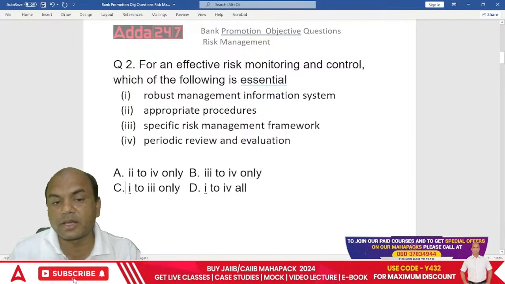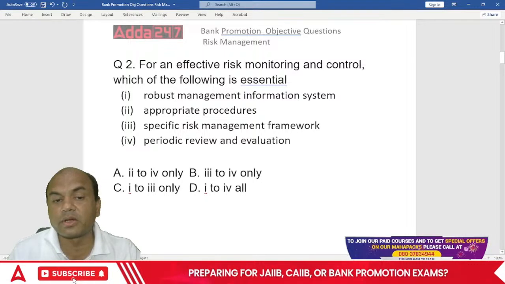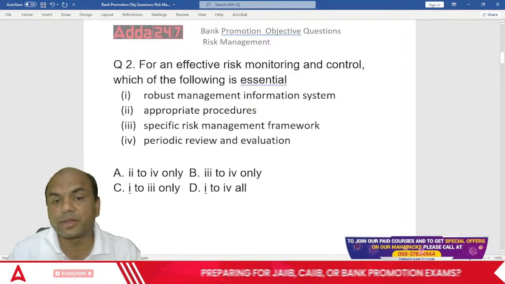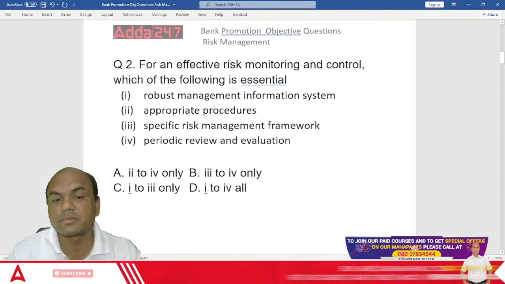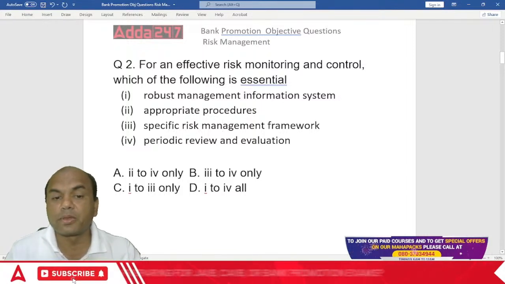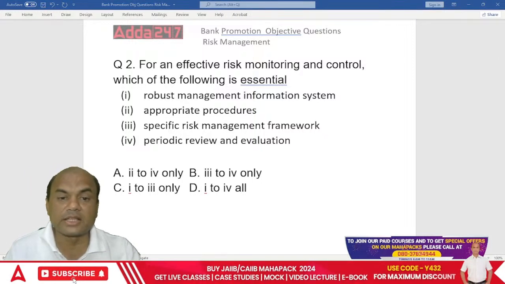Sorry, 3, not 3 and 4. 3 2 4. This 1 2 3. So 1 2 and 3. And fourth is 1 to 4 all. Robust management information, appropriate procedures, specific risk management framework, and periodic review. So what is the answer? You think over it, everyone. I'll just give you 1 minute.